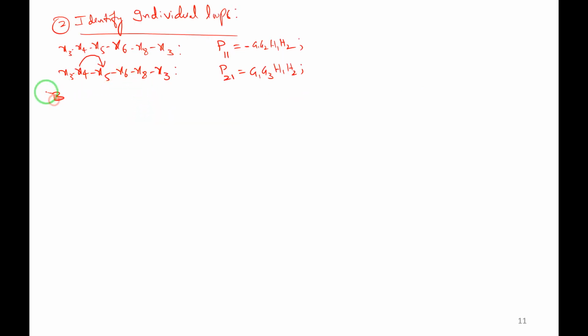Then next, what is the third step? Identify two non-touching loops. Sorry, not three, two. Individual loops are over; next, two non-touching loops.